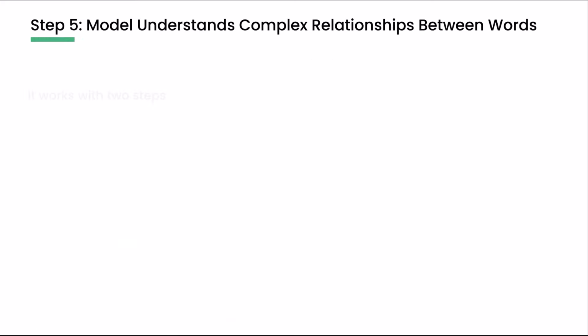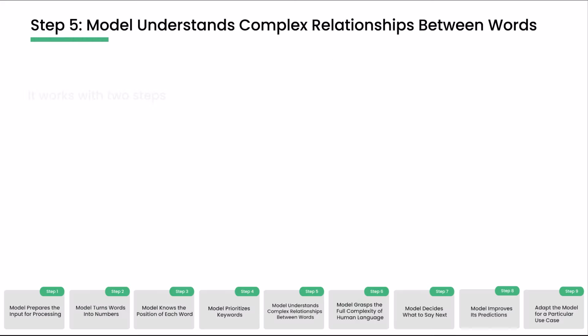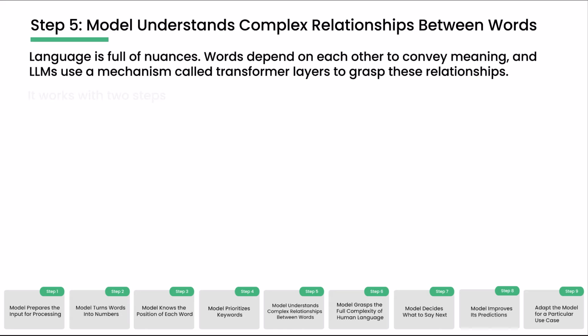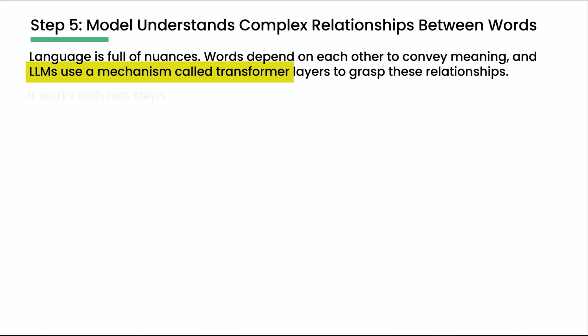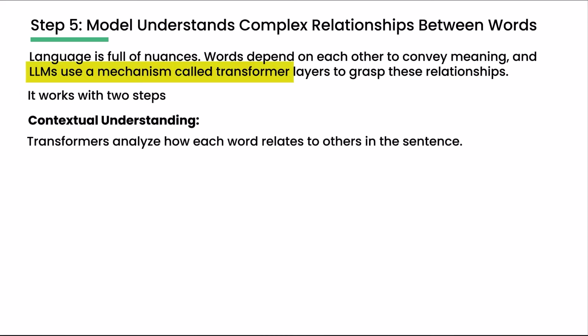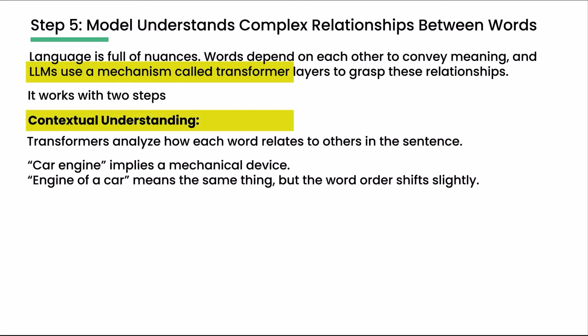Next, step 5. The model understands complex relationships between words. Language is full of nuances. Words depend on each other to convey meaning, and LLMs use a mechanism called transformer layers to grasp these relationships. It works in two steps. First, contextual understanding. Transformers analyze how each word relates to others in the sentence. For example, "car engine" implies a mechanical device. "Engine of a car" means the same thing, but the word order shifts slightly.